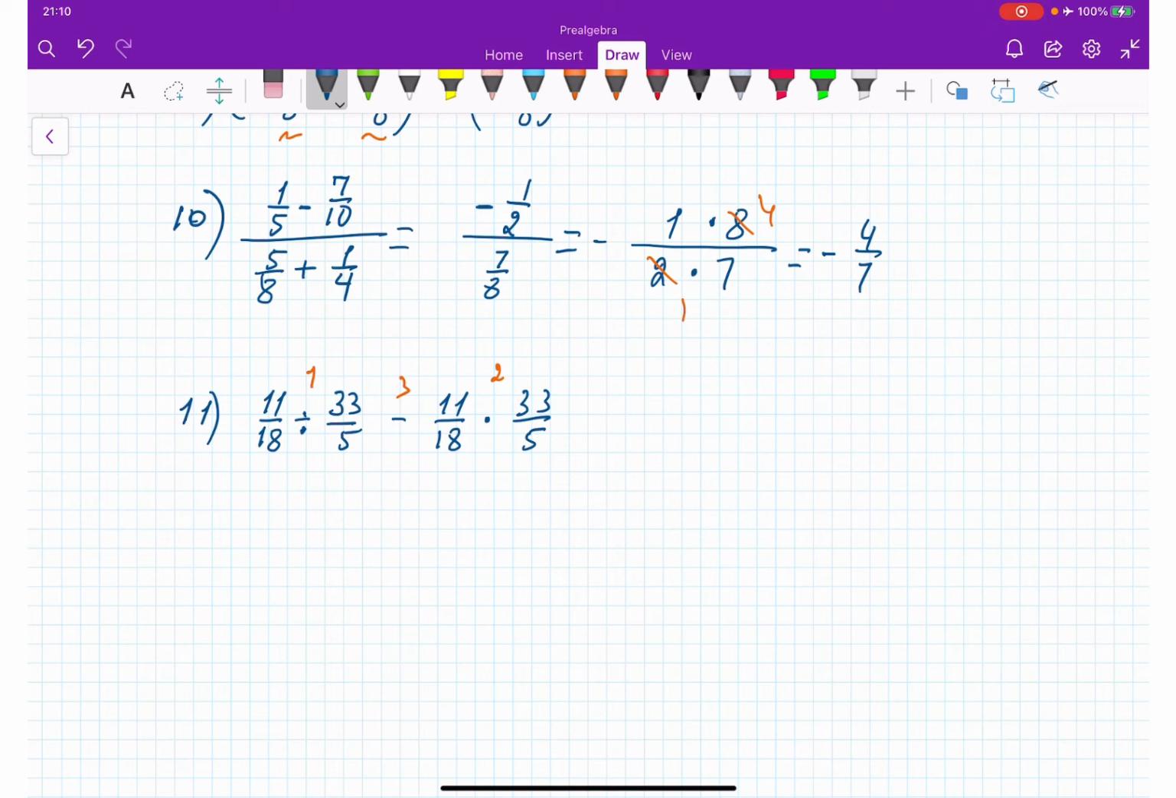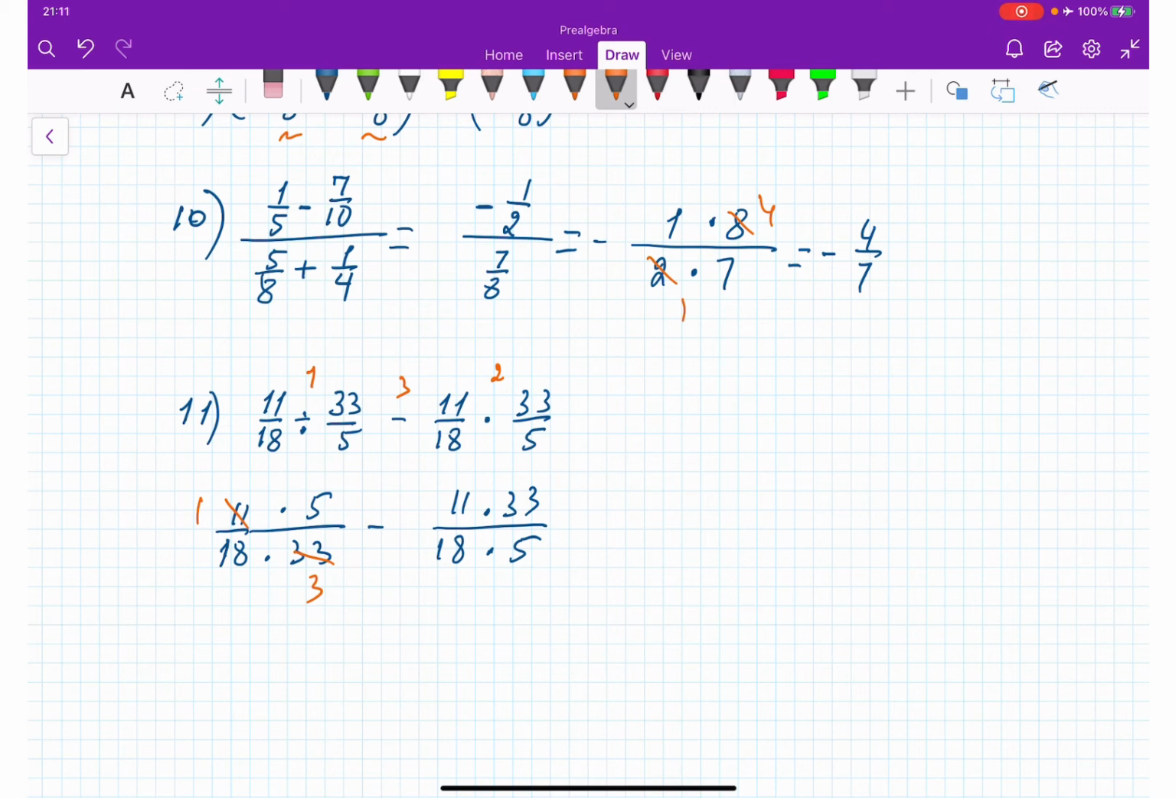So we have to divide 11 over 18, and when flipped, 33 over 5. It's 5 and 33. Minus, now this one we are multiplying: 11 over 18 times 33 over 5. So what changes can we do here? Yeah, 11 and 33, we can divide by 11. So this will be 1, this will be 3. 5 and 18, we can't do anything. It's going to stay like that.